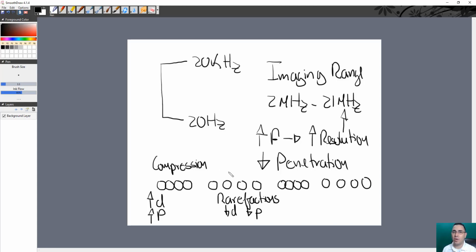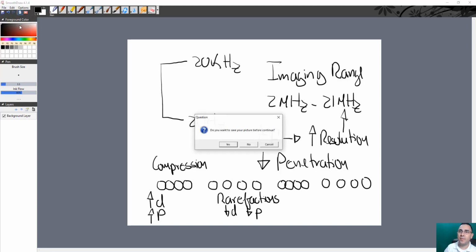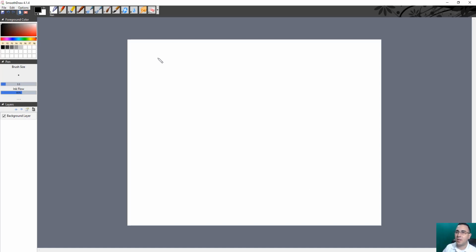All right, so we're going to the next point right now, which is basically that the ultrasound is a longitudinal wave.